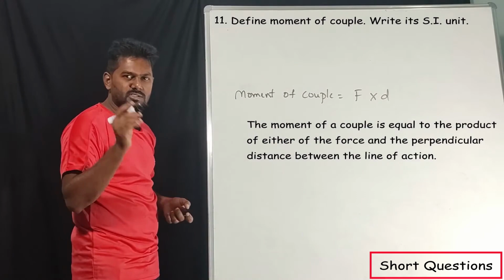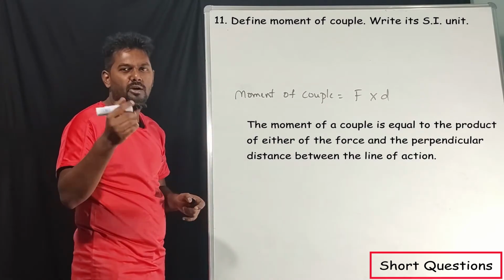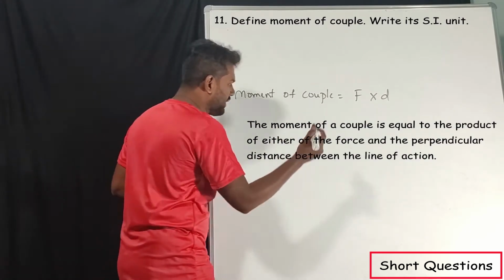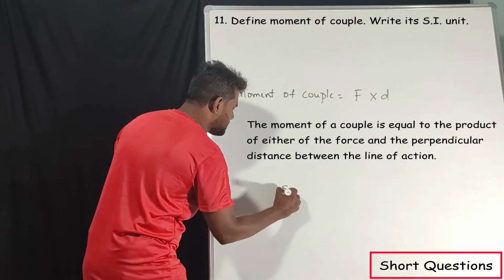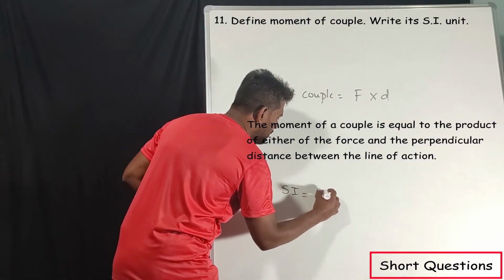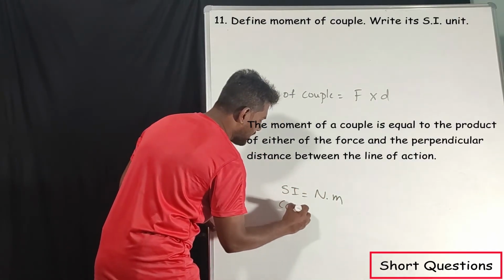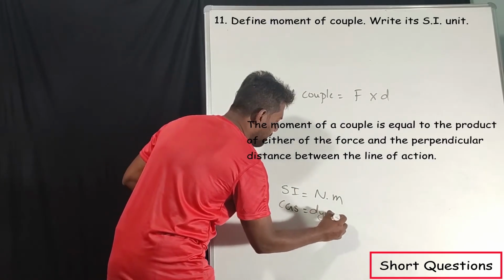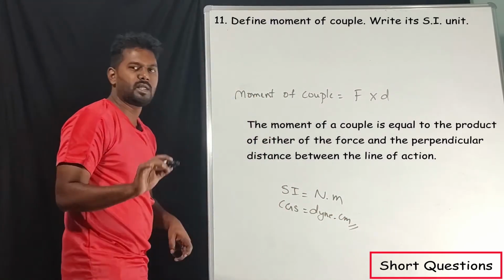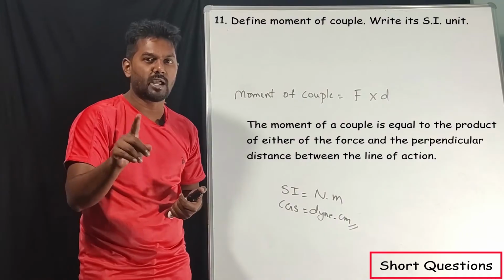So what is the SI unit? See, moment of couple and moment of force have the same SI unit. The SI unit is the same, that is Newton meter. CGS unit will be dyne centimeter. That's it. See, this question was asked one time for 2 marks.